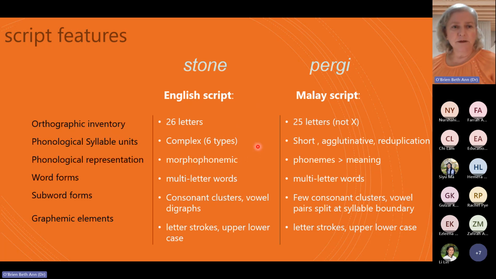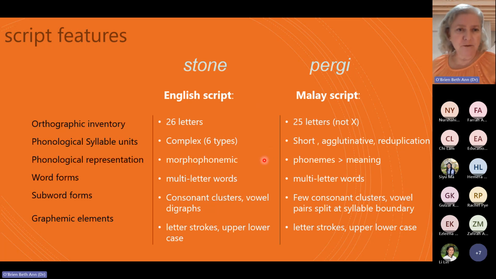As compared to English, the syllable units are less complex, whereas English has up to 6 types of different syllables. In Malay, the syllables tend to be shorter. However, there are a lot of affixes that are used, so it's considered a highly agglutinative language. There's also reduplication, where the same syllable is repeated. So that makes for some longer words, even if the syllable units are shorter.